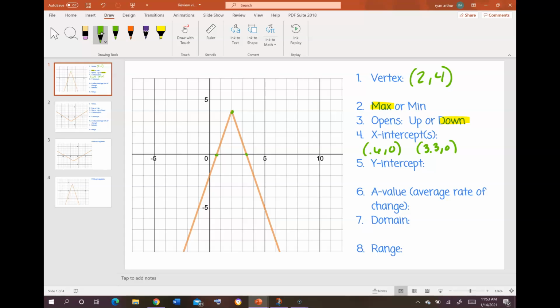Your y-intercept is where it crosses the y-axis. I got actually a good one on this one. So here's your y-intercept, which is right there. That's going to be 0, -2. Make sure you're answering all of these in coordinate form.